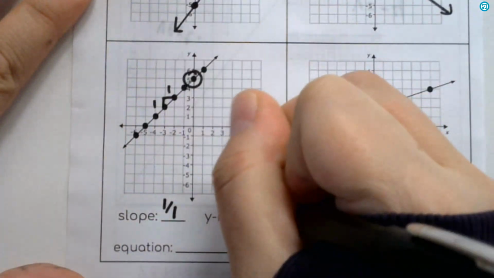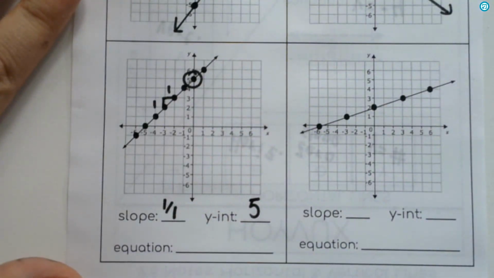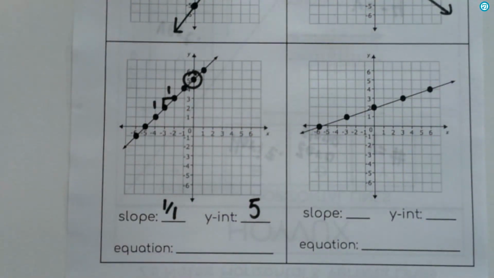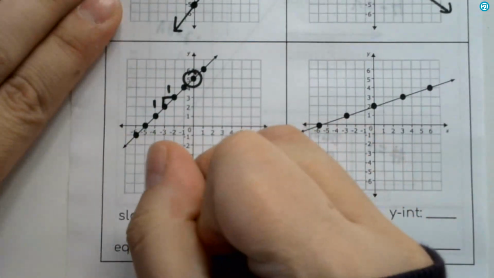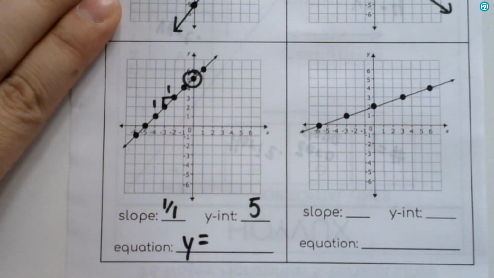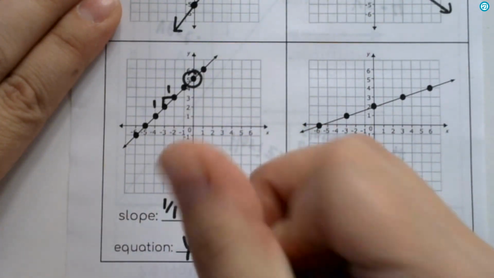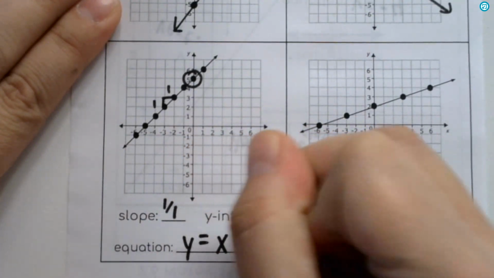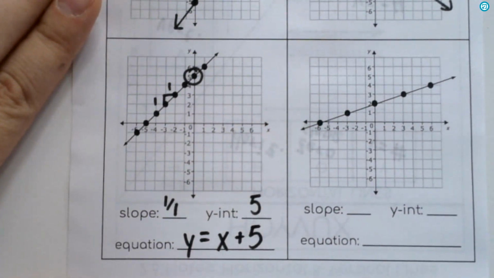My y-intercept here is 5. My y-intercept is 5. So my equation is y equals, I can either do 1x plus 5, 1 over 1x plus 5, or I can just do x plus 5 if I want to. Just like I can put in those imaginary ones, I can take them out.